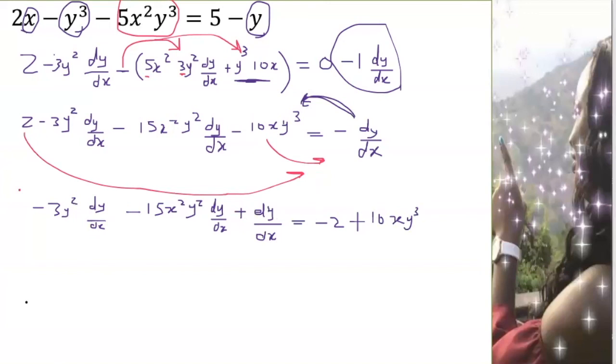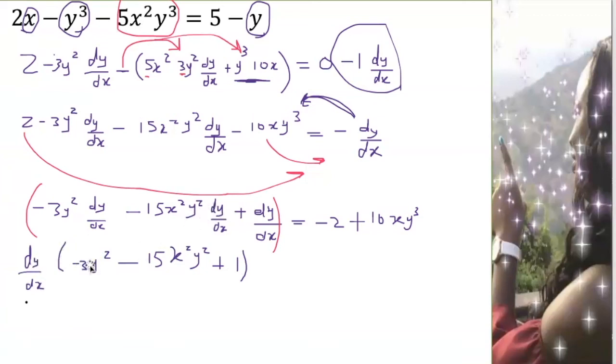Now, on my left-hand side, I am going to factor out the dy over dx. So I factor out dy over dx, and what am I left with? I'm left with minus 3y squared minus 15x squared y squared. Now right here, don't leave it empty. It's 1. You put 1 as a placeholder because remember when we expand, we should be getting the above.